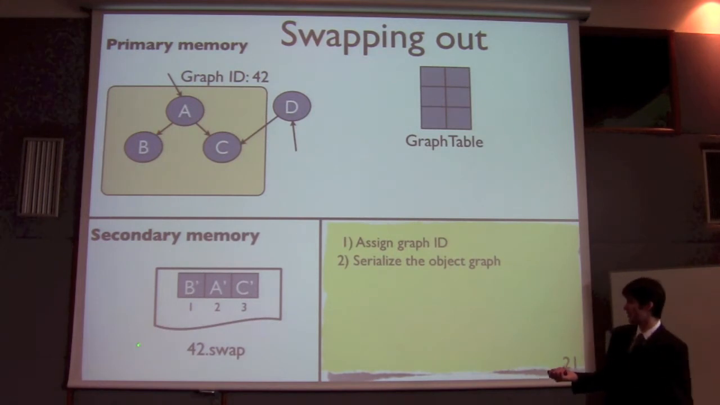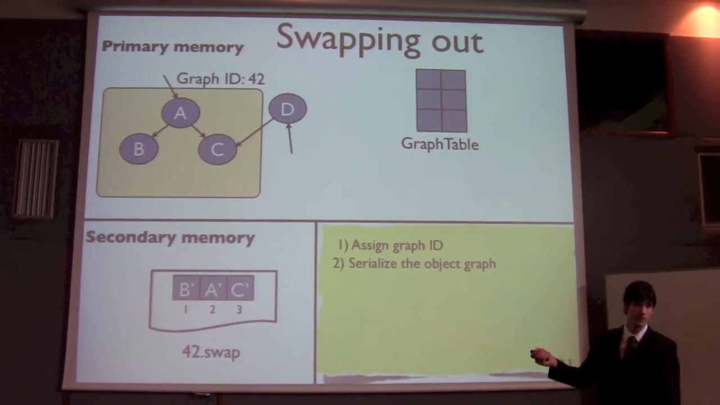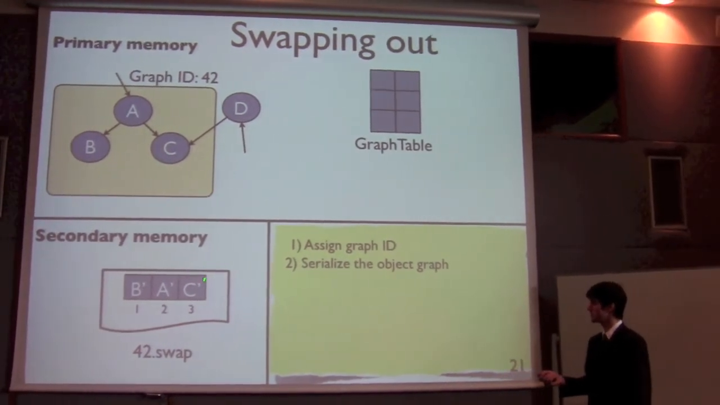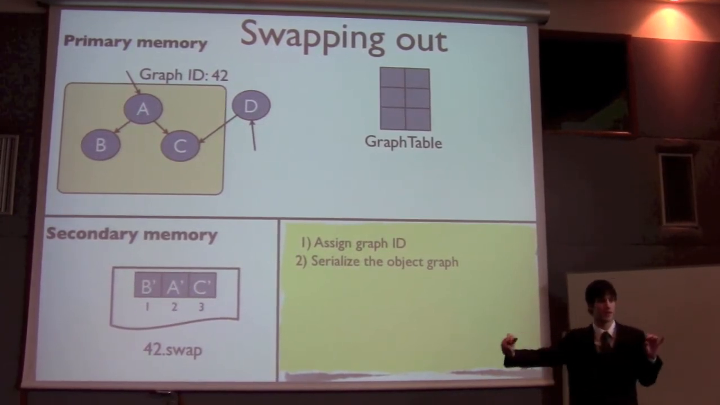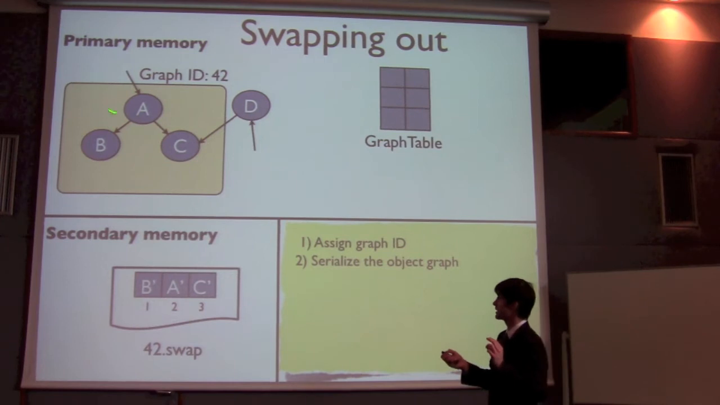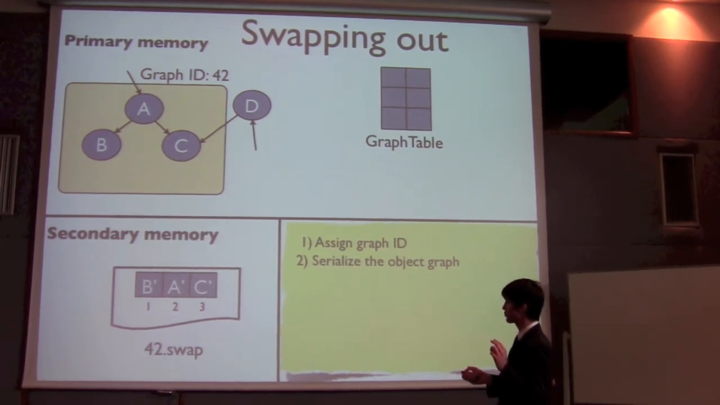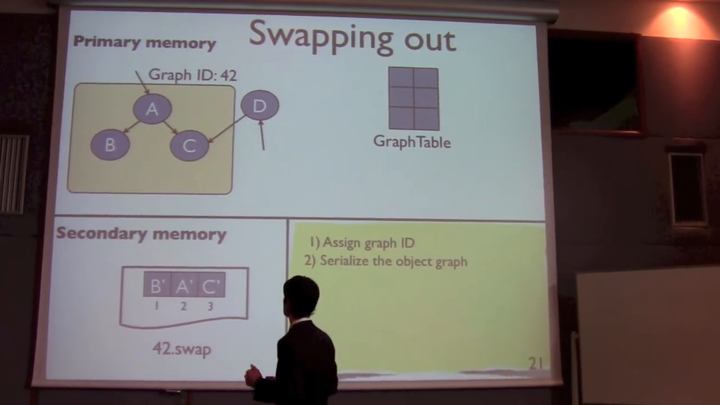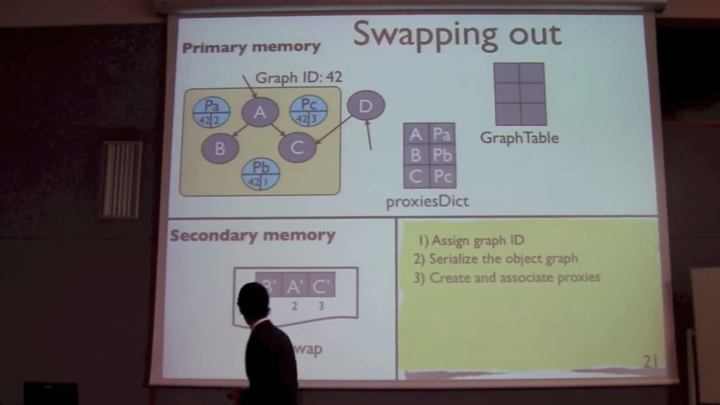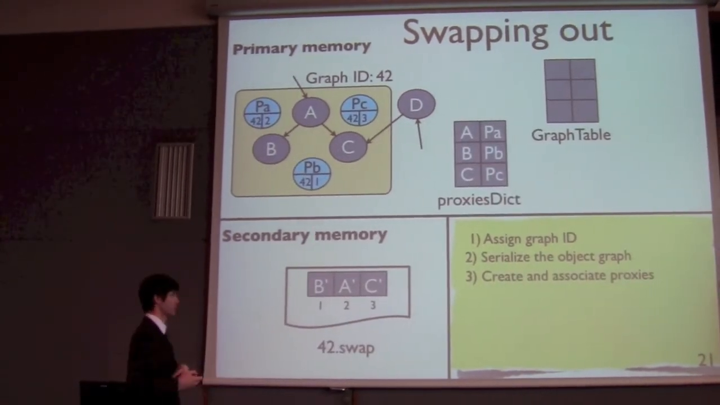So this is a simple file, which is the graph ID.swap, and this file will contain the serialized version of the graph. And it's important to notice that in this serialized version, each object of the graph has a position inside that chunk of bytes. So, for example, object A is at position 2, B is at the first position, and C at the third position. We'll see later why this is useful and needed during the swapping in.